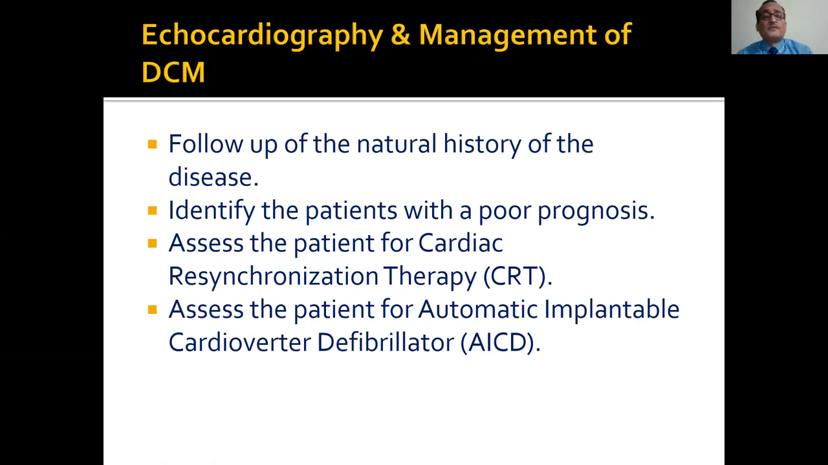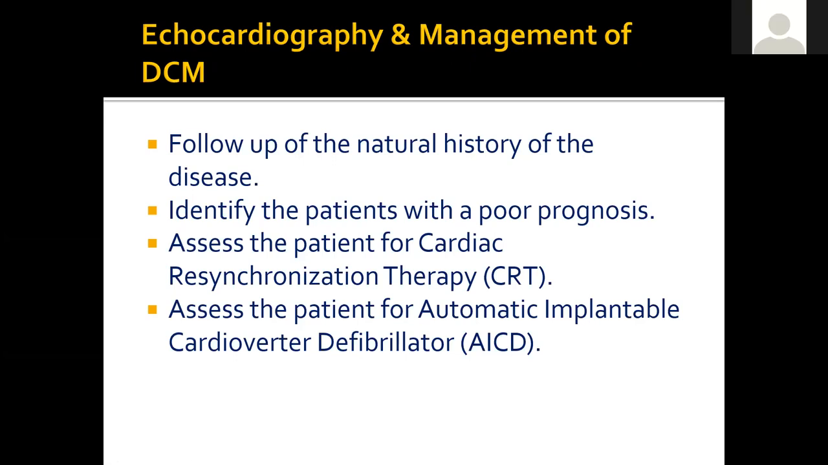What is the role of the echocardiographer in the management of dilated cardiomyopathy? To follow up the natural history of the disease. Patients of dilated cardiomyopathy have got a variable natural history. Some of them progress inexorably towards their death. Others improve, stay stable for variable periods of time, and may deteriorate later. So it is important to follow the natural history of the disease.